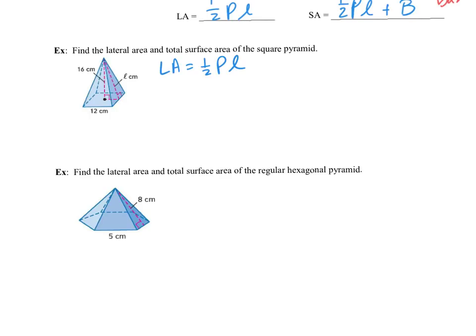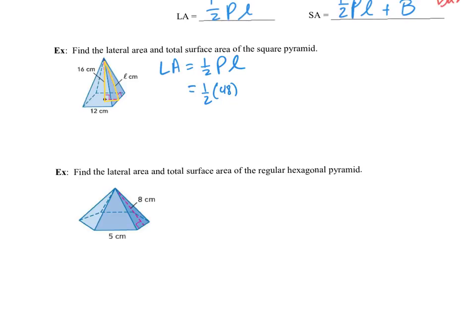As we start to fill in this formula, we know what the perimeter is. Since the base is a square, the perimeter is going to be 12 plus 12 plus 12 plus 12, which is 48. But to find the lateral area, we're going to have to do a little bit of work. What I want to point out is this triangle right here.